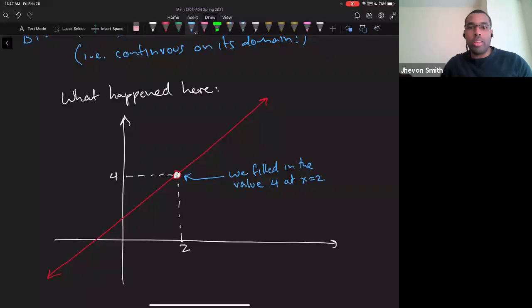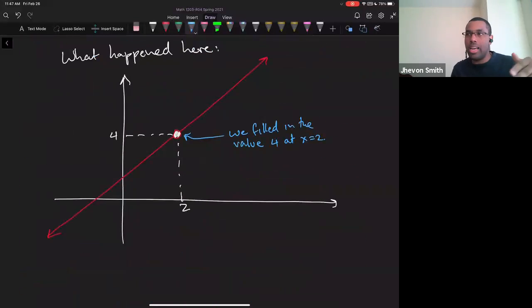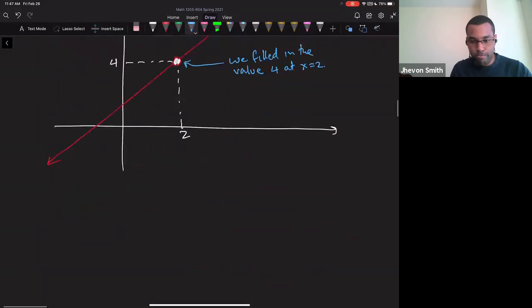I can literally draw this without lifting my pencil off the page. There is no difference between this piecewise function and the actual line itself, the line y equals x plus 2. There's no difference now, right? It's a continuous function just as continuous as x plus 2, right? So someone actually filled it in the right spot, right? So yeah, now it's continuous.